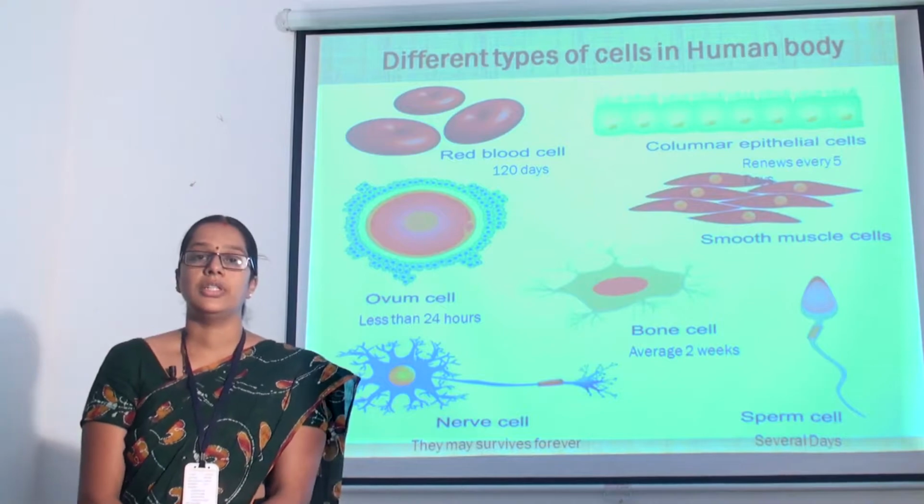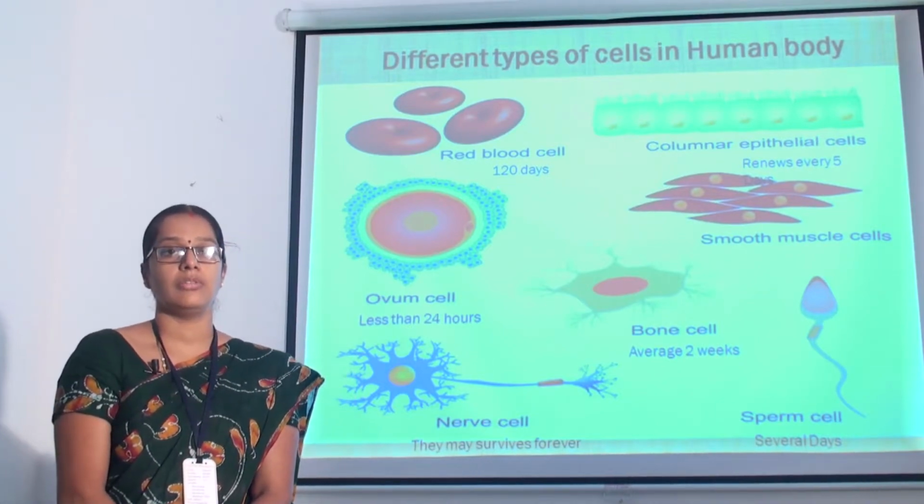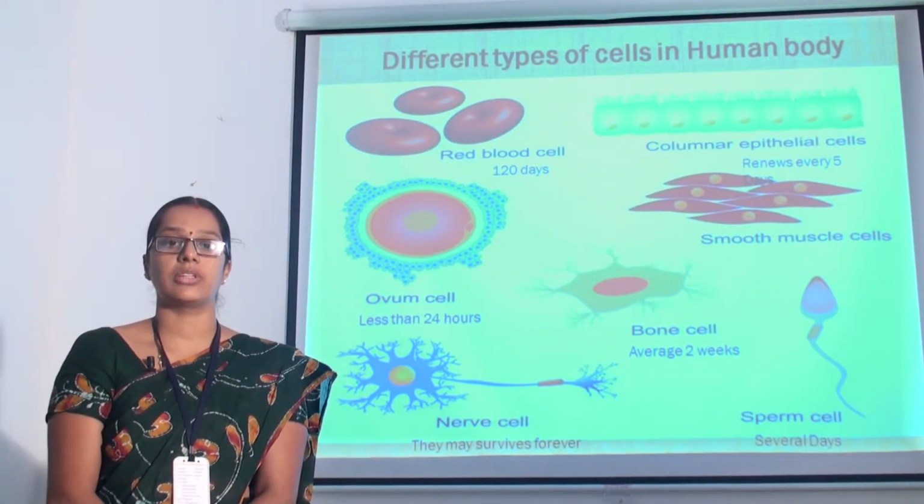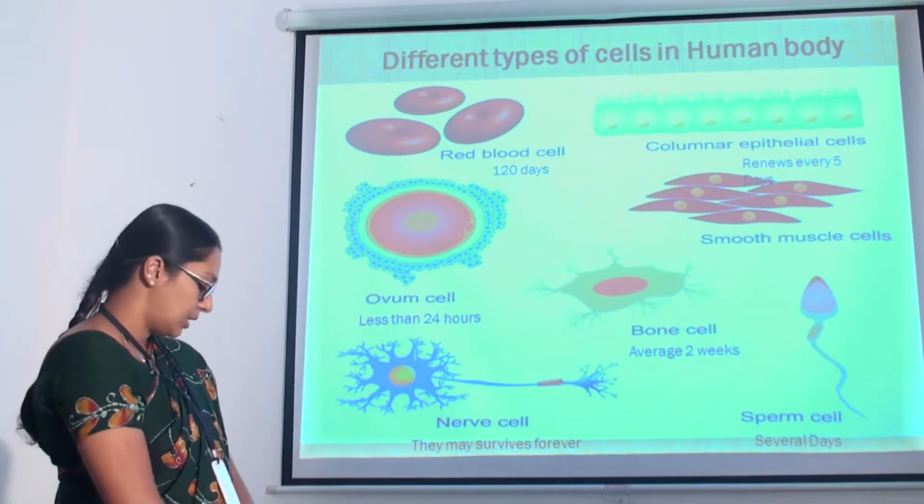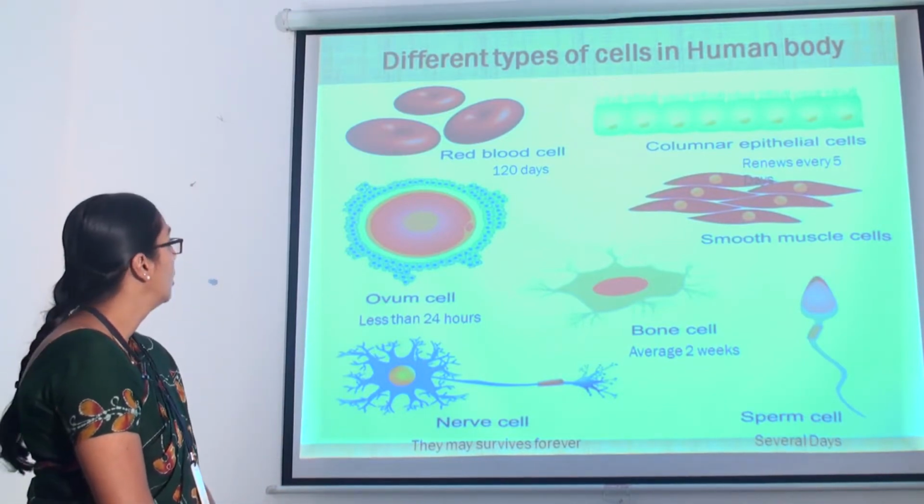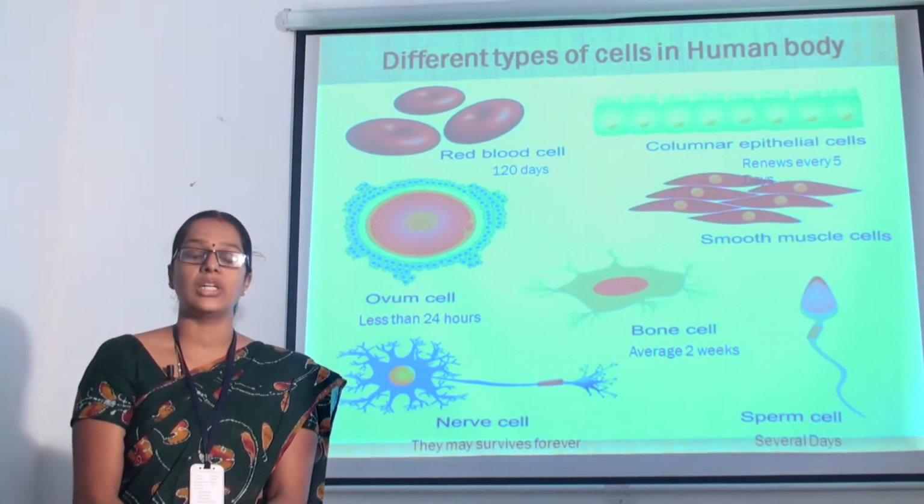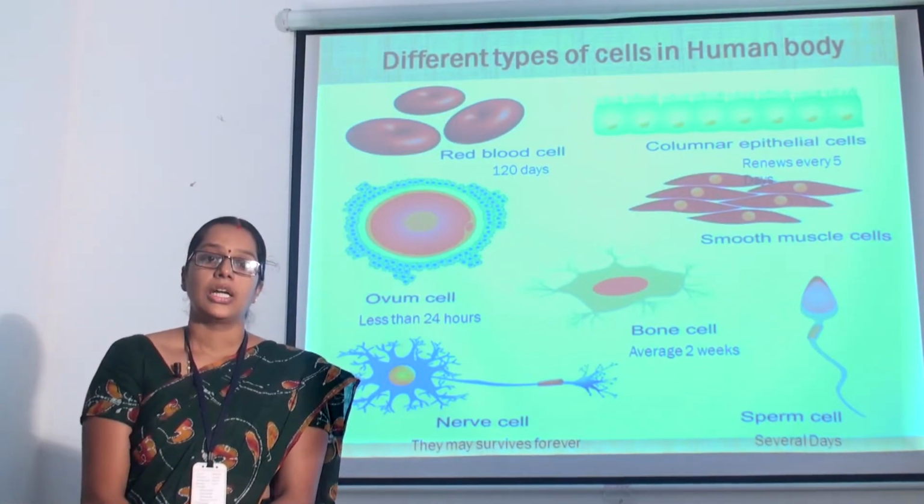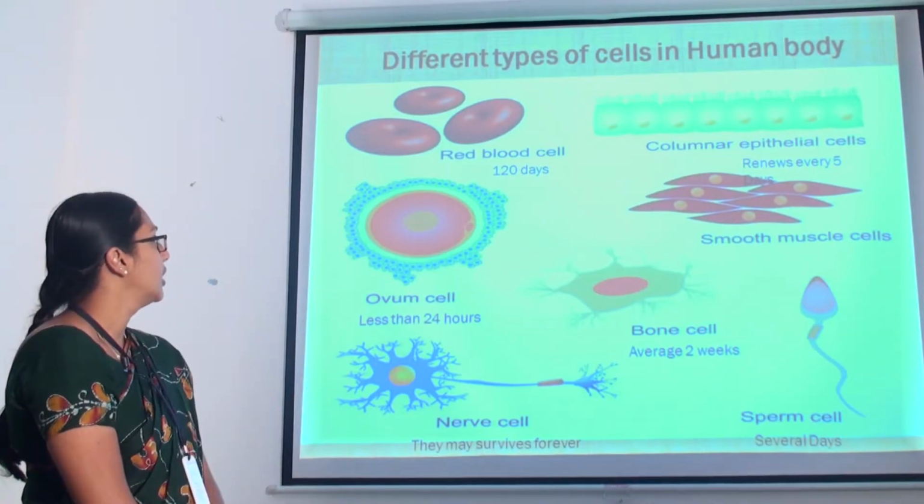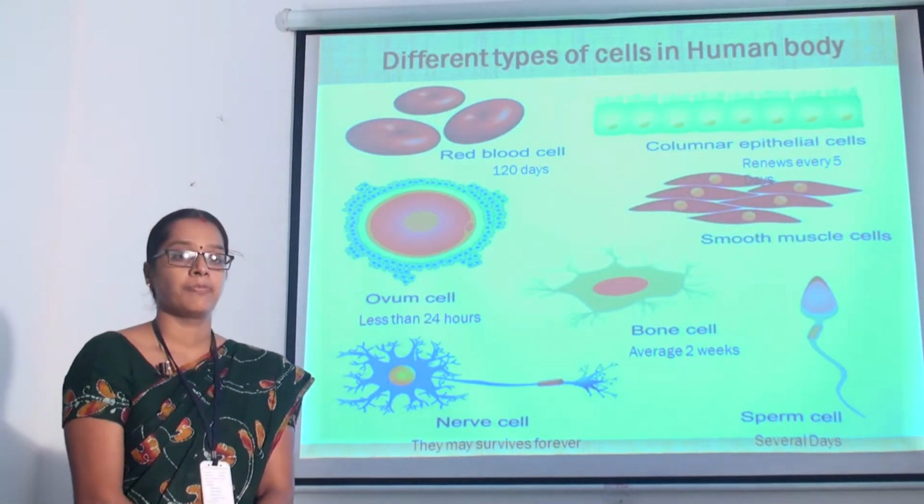Next is the different types of cells in our body. We have 200 different types of cells in our body. These are some types of cells. The first one is red blood cells. All the cells have their own lifespan. Red blood cells last 120 days.